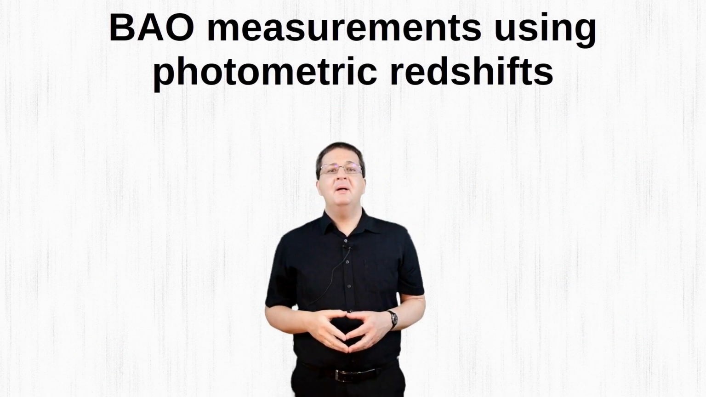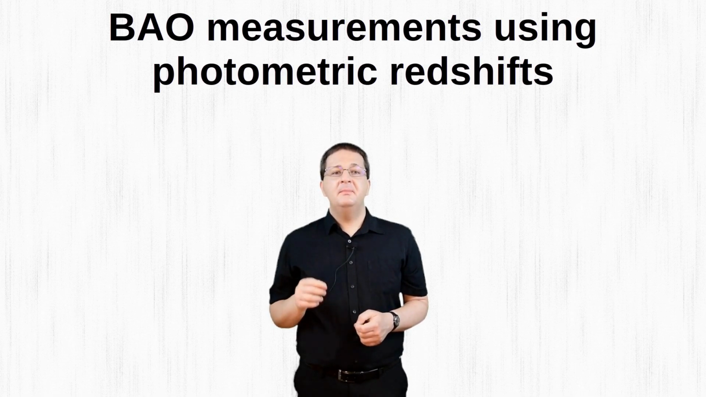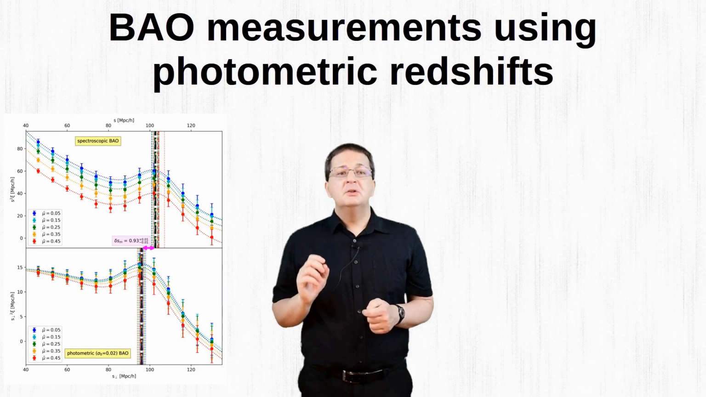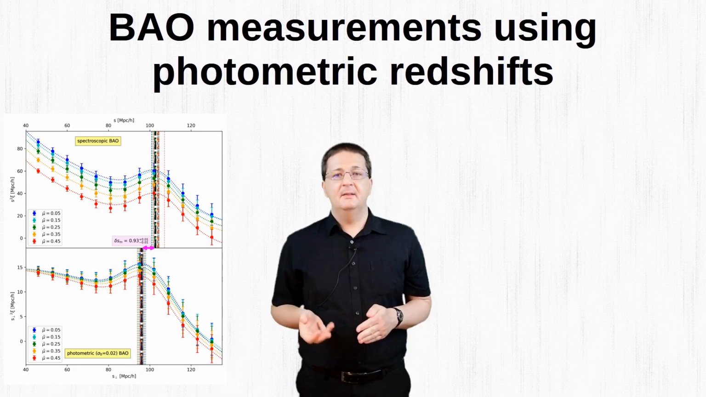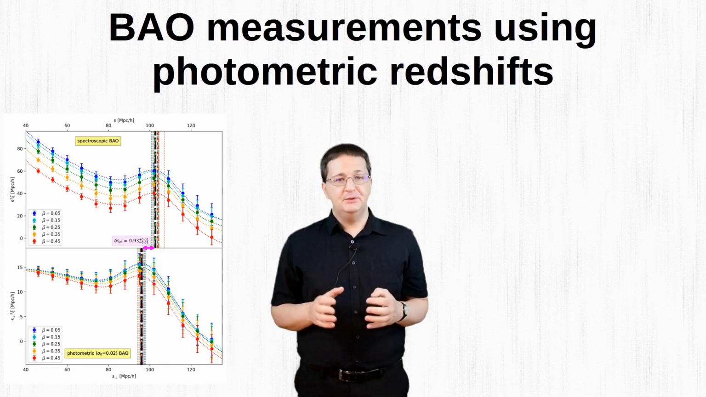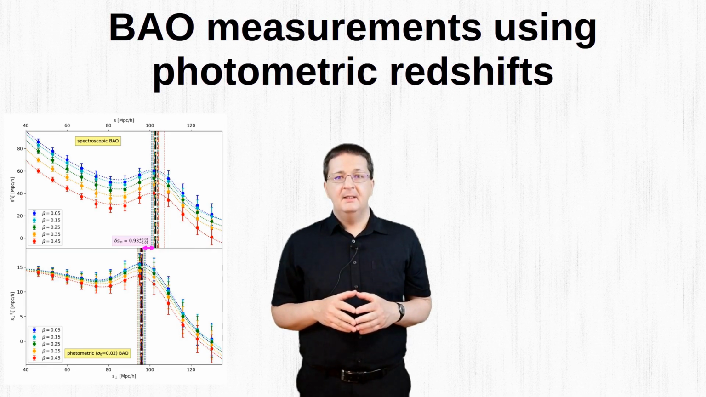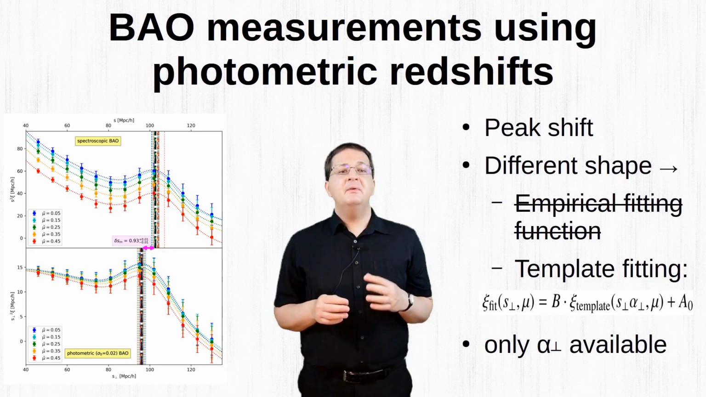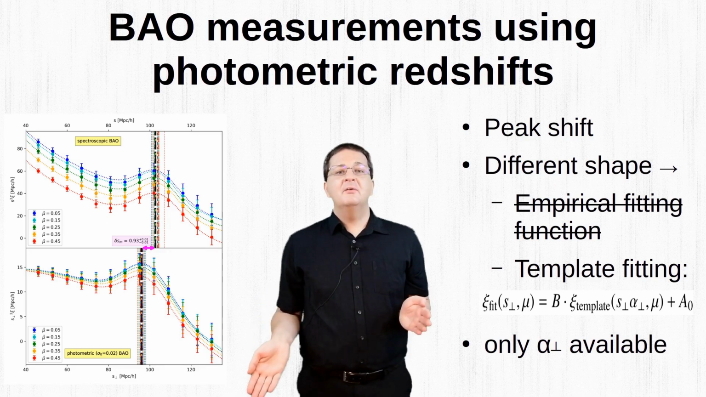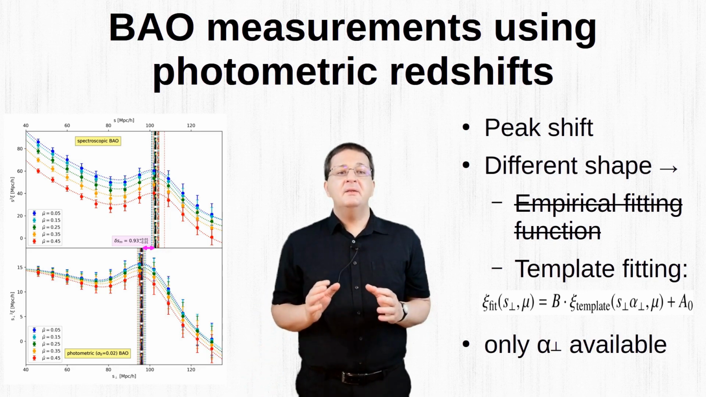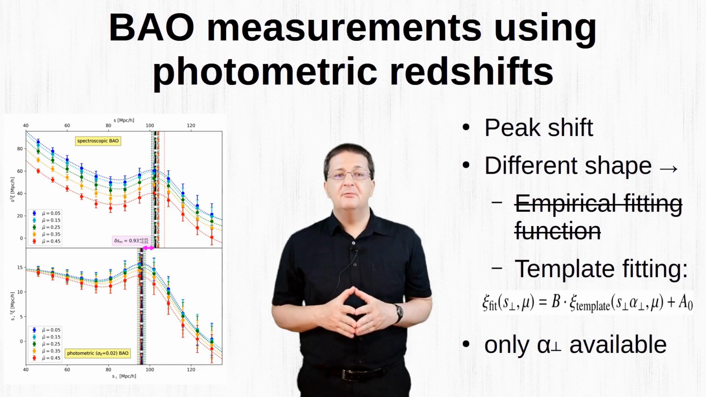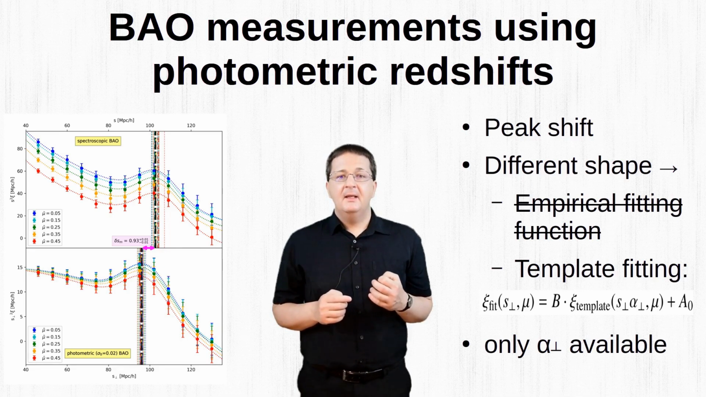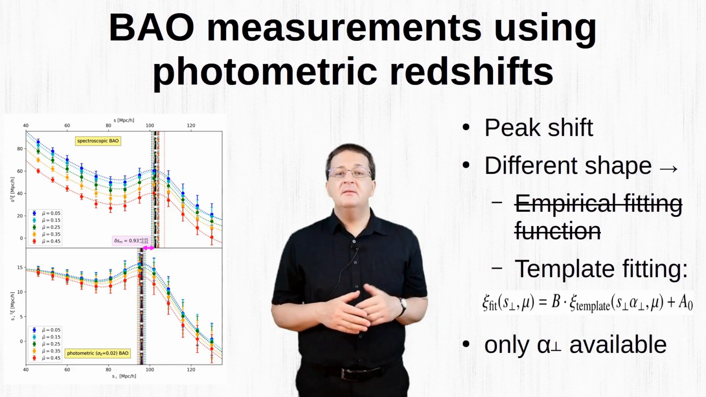The careful observer might have already noticed that not only did the BAO peak become more consistent in the s perpendicular-mu binning scheme, but also shift slightly due to the mixing along the line of sight. This peak shift is a new bias first mentioned in our paper. One can also see that the shape of the two-point correlation function is different for photometric redshifts, hence previously used empirical functions are no longer fitting well. Therefore, we had to derive special simulation-based templates for fitting. Furthermore, only alpha perpendicular can be measured as all information in alpha parallel is lost.